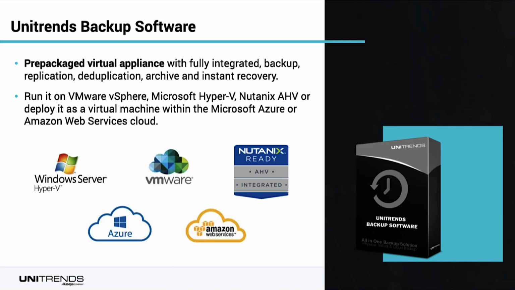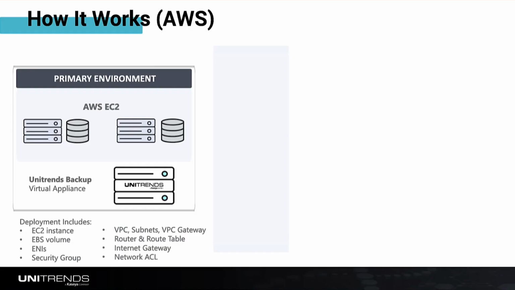For AWS, we leverage Unitrends backup appliance technology as a deployable instance within Amazon's Elastic Compute Cloud, or EC2. That EC2-based AMI can be used as either a backup appliance or a backup copy target, and conversely in Azure, we're going to deploy as an Azure-based VM. So let's look a little bit more at that AWS example.